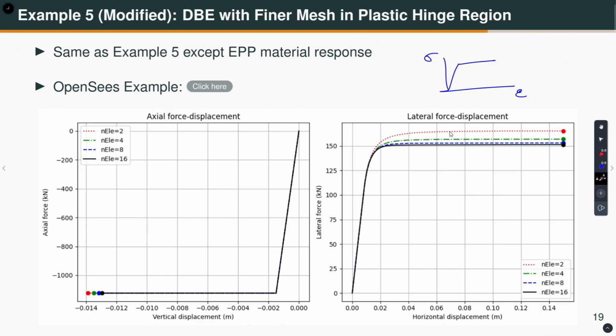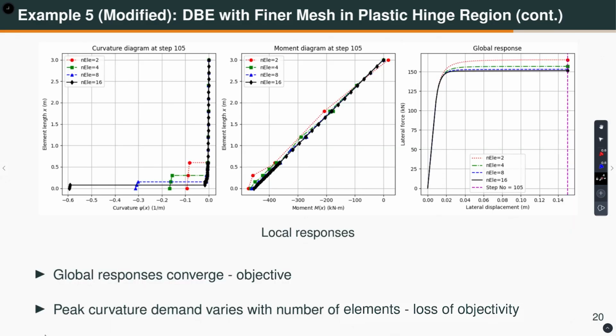You can see the global response, lateral force versus displacement, with increasing number of elements for the displacement-based element tends to converge, which is okay. Here also it is tending to converge, the axial force versus vertical displacement. What happens at the section deformation level? This is curvature plotted along the length of the element, and as we know before, the curvature varies linearly within an element. This black is the case of 16 elements. Here is the bottommost element, then the rest.